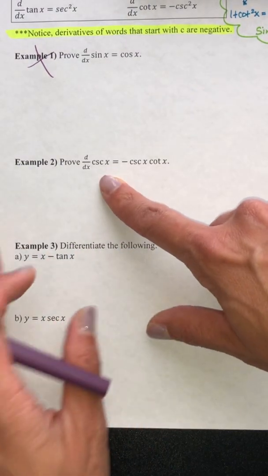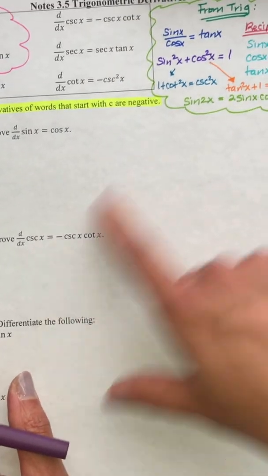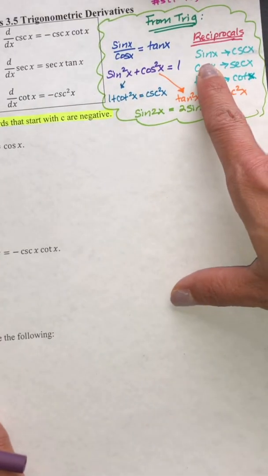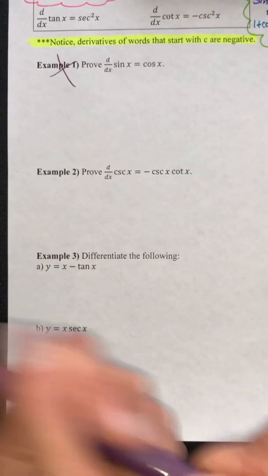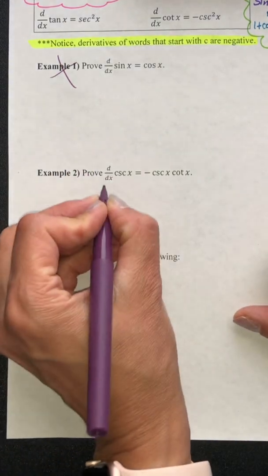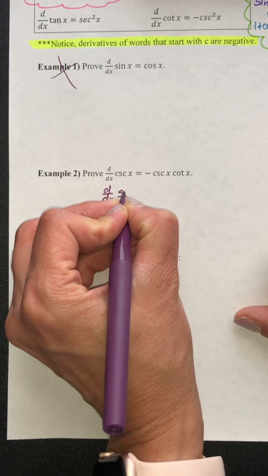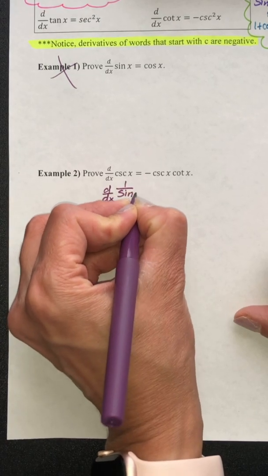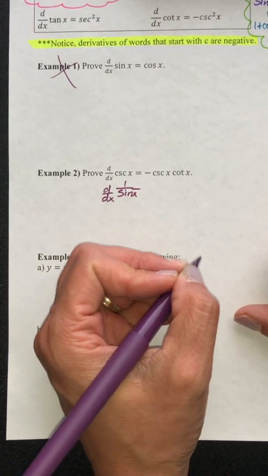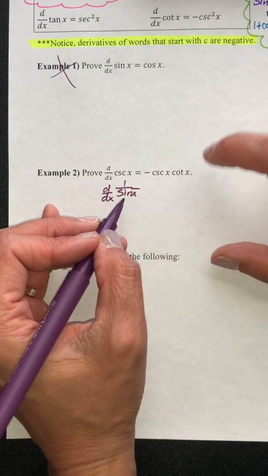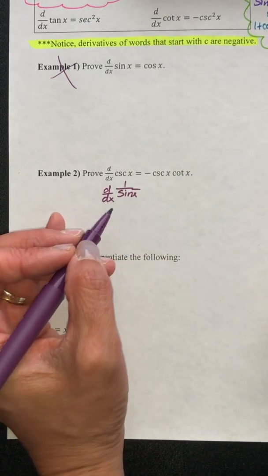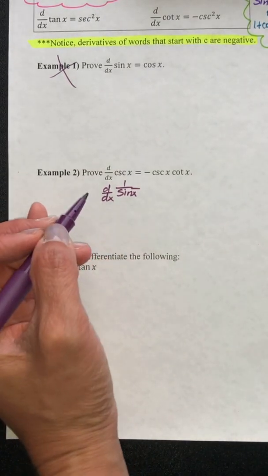Well, cosecant, we know, is the reciprocal of sine. So cosecant is the same as 1 over sine. So I could rewrite this as d dx of 1 over sine x. Okay, and we're going to verify when we do this derivative that we should be getting negative cosecant x cotangent x. So let's see that we do this.